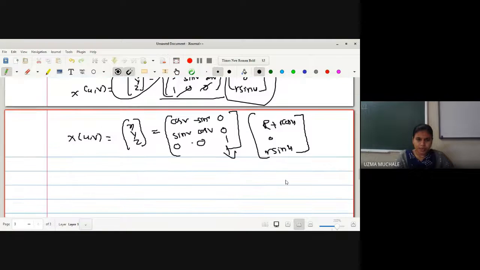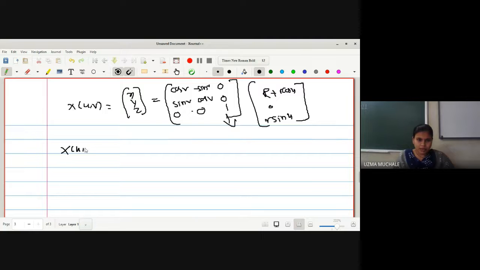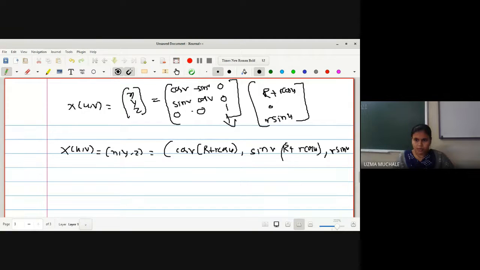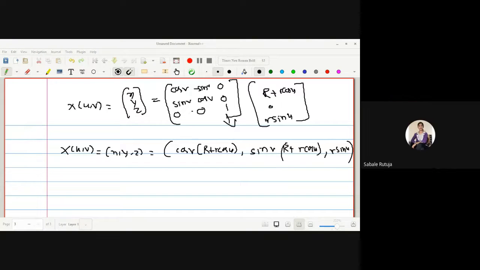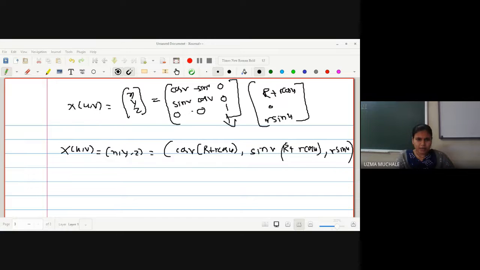Then you have to multiply the two matrices, and we get the result x of uv equals x, y, z. Now it is a 3 cross 1 matrix, so I can write directly the multiplication of these two: cos v times R plus r cos u, second and third will be 0 again, the next one sin v multiplied by R plus r cos u, and the third one again we simply get r sin u. Yes, everyone agree with this? Yes, ma'am. So here we get a parameterization now.